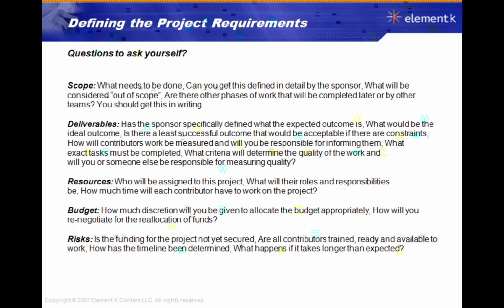Because once you know who's assigned to the project, you can then determine what their roles and responsibilities are. Now keep in mind, some of these contributors you may have had a previous working relationship with, and so you know what some of their skill sets are, you know what some of their expertise are, and you can really assign the appropriate tasks to them based on skills and expertise.